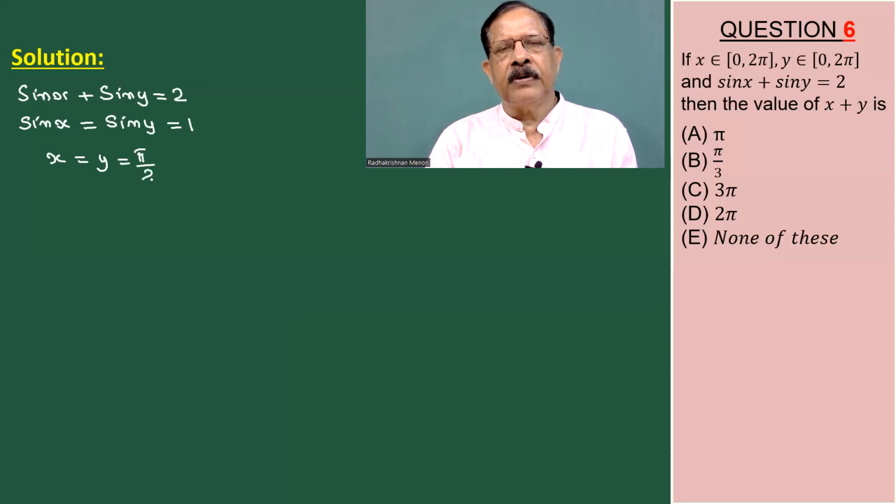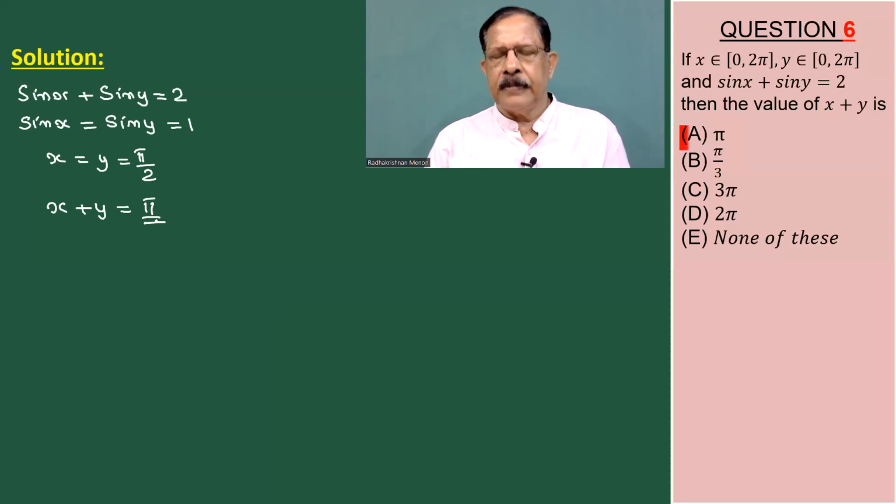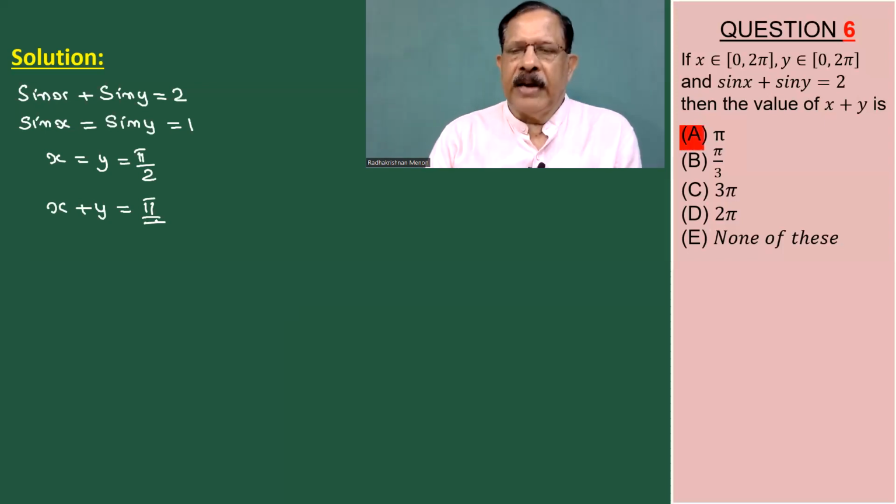So it is a very simple question. You are being asked to find x plus y, which is nothing but pi. So the answer for that question is option A. Now let us go to the next question.